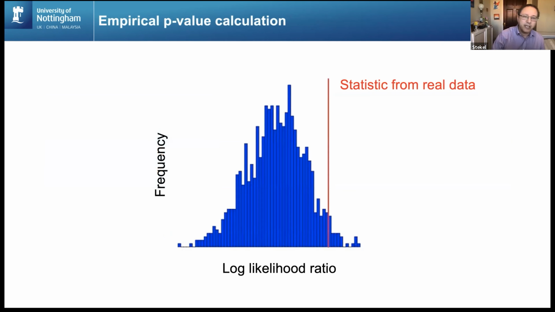So this is what we did, and I'm not going to share with you the details of the mathematics. You can read that in our paper if you wish, but the basic idea behind it is that we work out this likelihood ratio statistic from our real data. And what we do is we don't use a Poisson distribution. We use something else called a Dirichlet distribution.